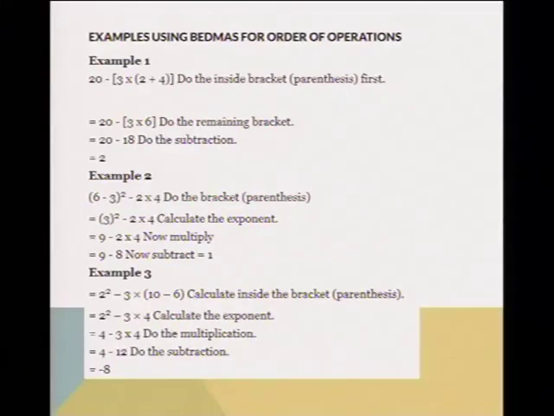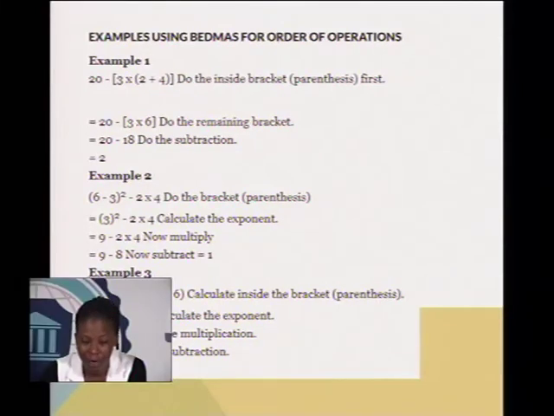Okay? For example, when you are using BEDMAS, let's look at example 1. We have 20 minus, there's a square bracket, 3 multiply, open bracket, 2 plus 4, close the bracket, and then close the outer bracket. Now if you want to solve this problem, you have to follow BEDMAS. B, we have to start with B for brackets. Now we see that we have 2 brackets. One is the inner bracket. First you have to solve the inner bracket before you solve the outer bracket.